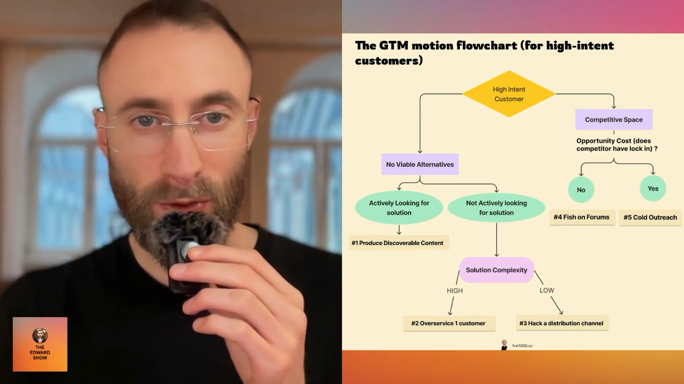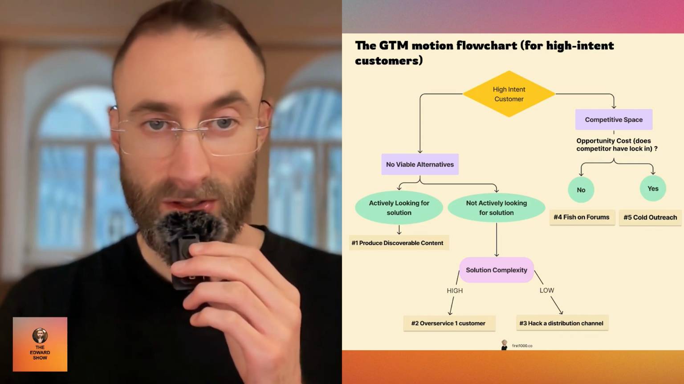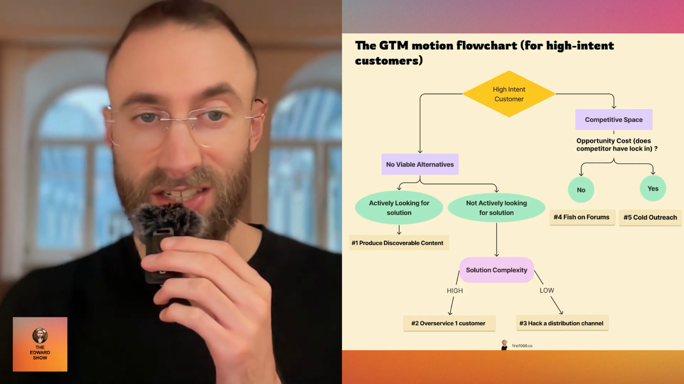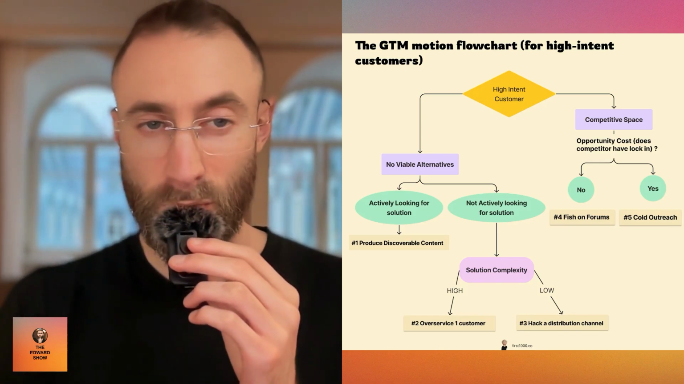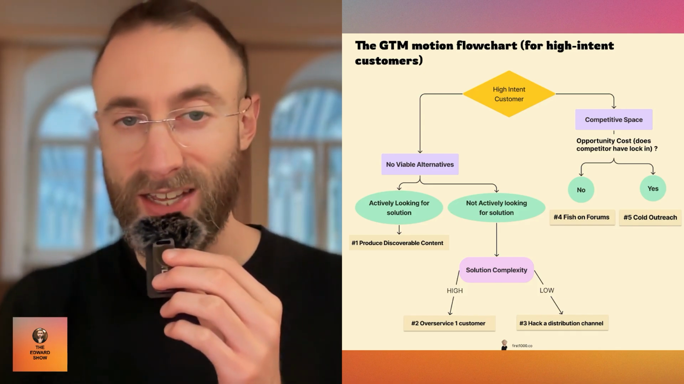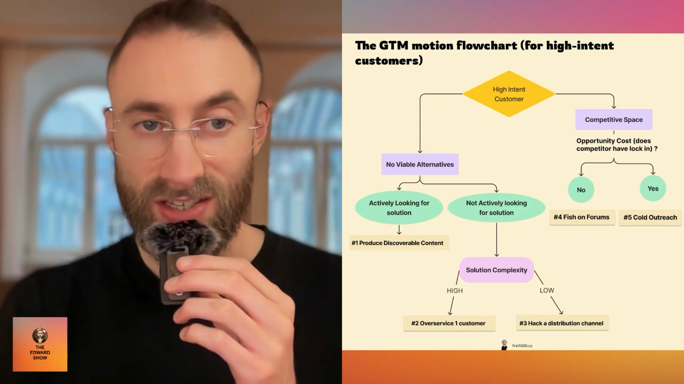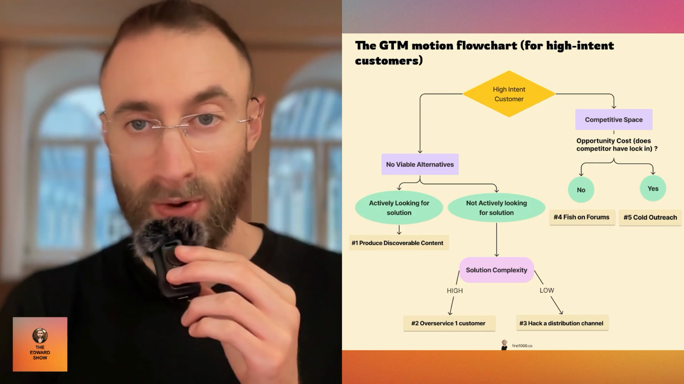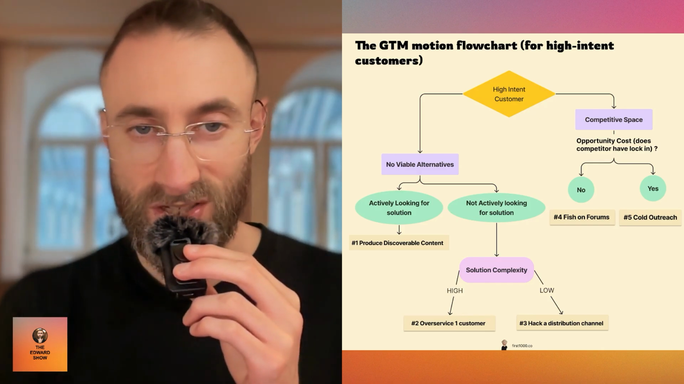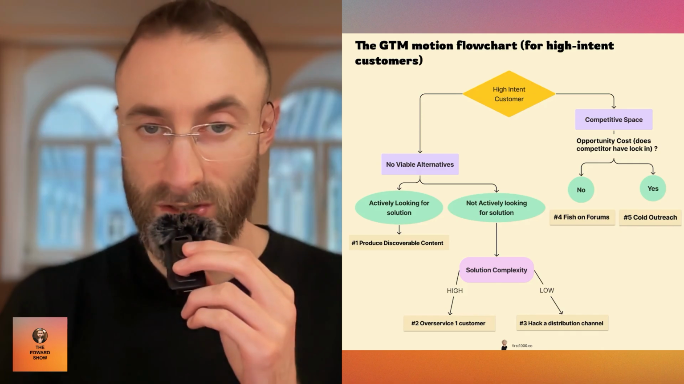Now we're moving out of this flowchart and into the rest of the article. So producing discoverable content, it's ideal if the customer is high intent, actively searching the internet for a solution, and is frustrated by the lack of a viable solution for their needs. And so we have examples here. Zapier. Zapier found its first customers by scouring tech forums for people interested in integrations that were not officially supported.